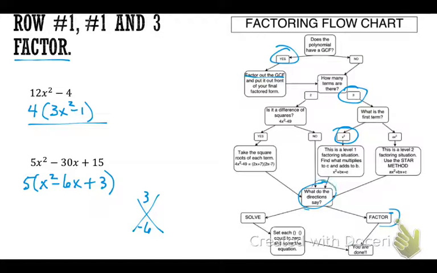So I'm to here. What do the directions say? Just to factor, so I am done. This is as far as I can factor that down.